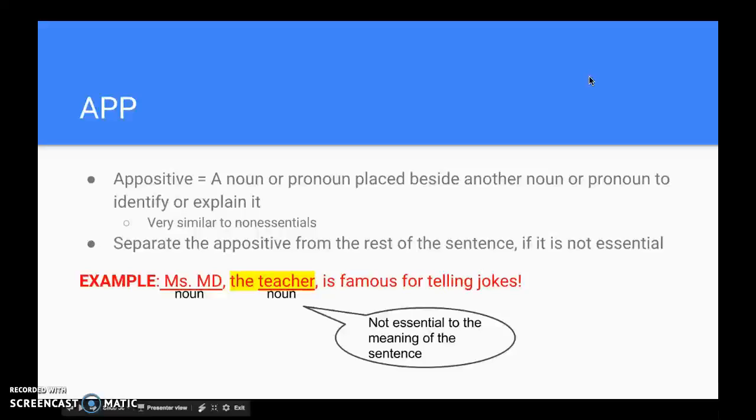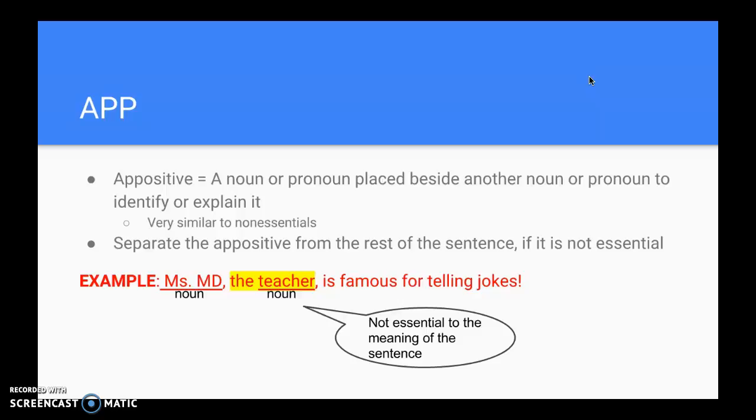All right, our last comma rule is abbreviated APP, but it is the appositive rule. I want to point out that the appositive rule is very similar to the non-essential rule. In fact, you really aren't going to be asked to distinguish between the two. Think of it as an extension of the non-essential rule.